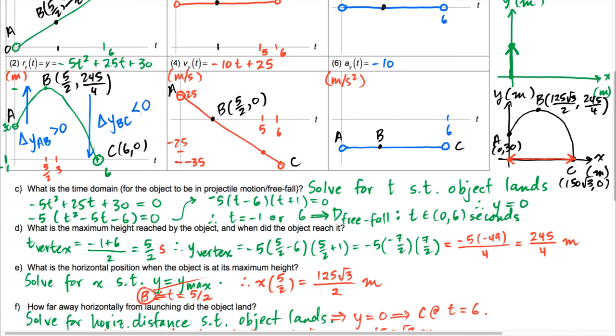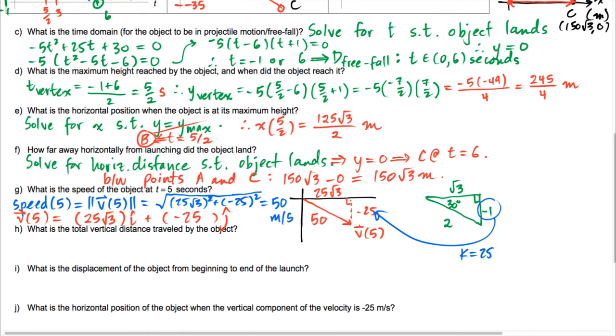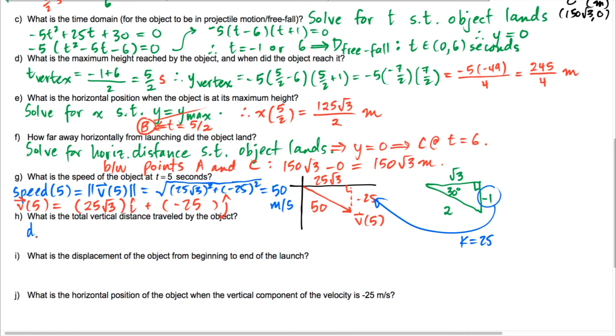And so we really need to break up the motion at every point where the particle turns around when we're calculating the distance. So here, when we want the total distance, I'm not going to write vertical, it's going to be implied. The total distance is going to be the distance up plus the distance down.